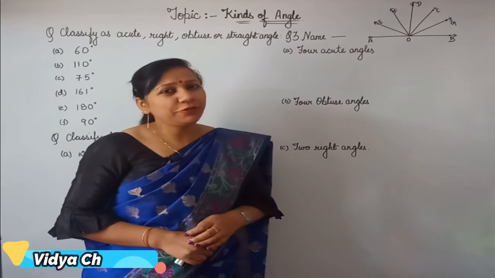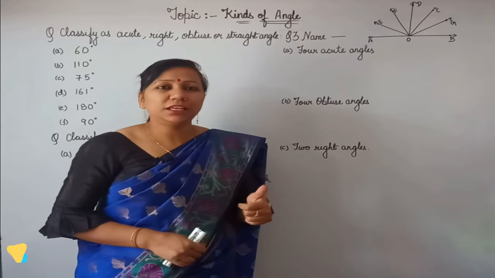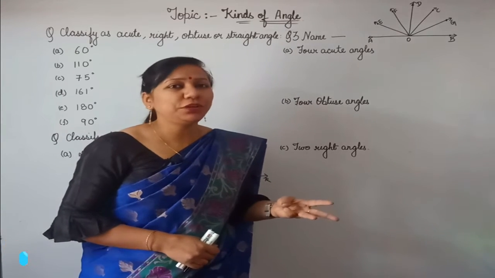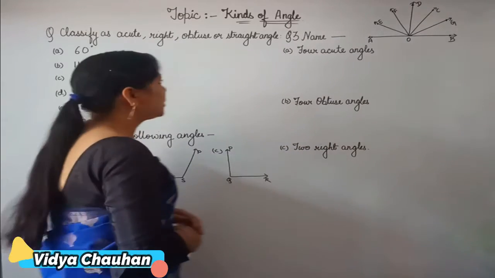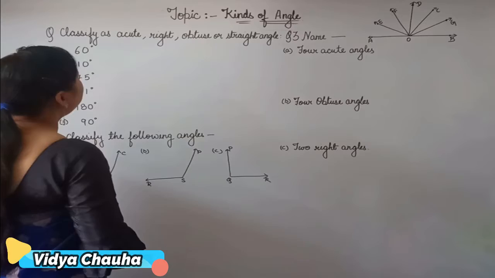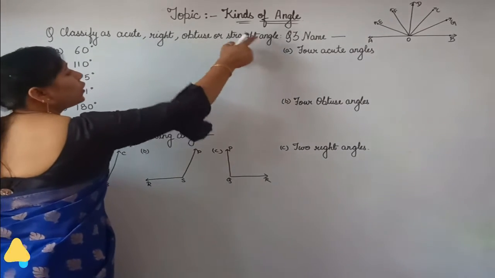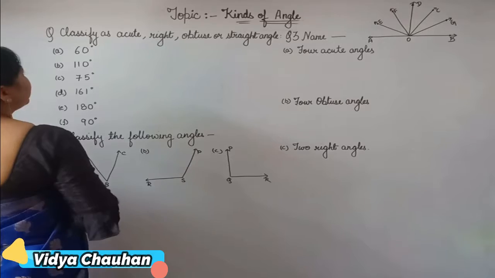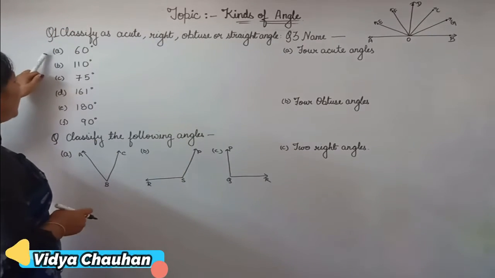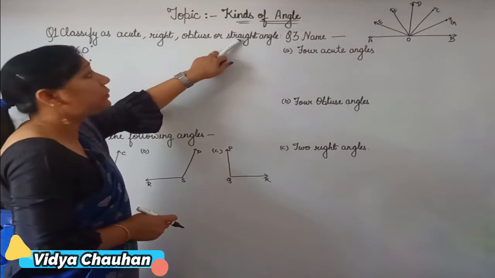So students, after discussing different kinds of angles, that is acute angle, right angle, obtuse angle and straight angle, let us discuss some questions from your book exercise. The first question says, classify as acute, right, obtuse or straight angle. In this first question, you have to classify whether the angle given to you is an acute, right angle, obtuse angle or straight angle.